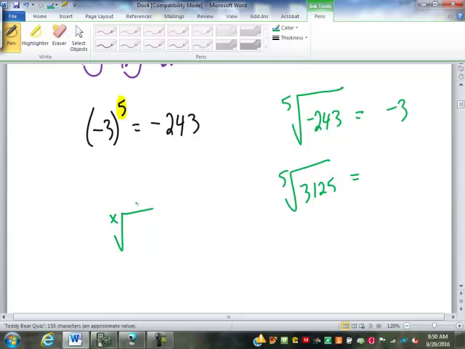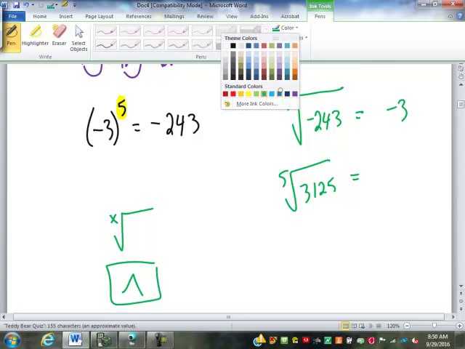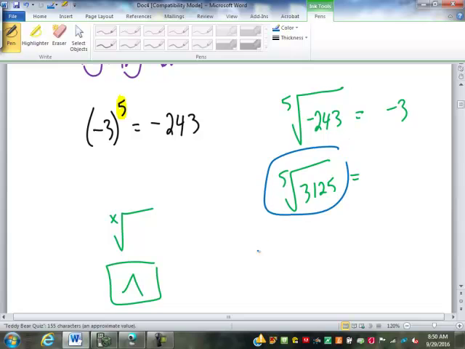On the Texas Instruments calculator, it's actually above the caret key, so it's a second function or a shift function. What you would enter for this on the Texas Instruments, you'd put in the 5, then hit second or shift, and then that X root key, which is above the caret key, and then put in the 3,125. It should spit out 5.